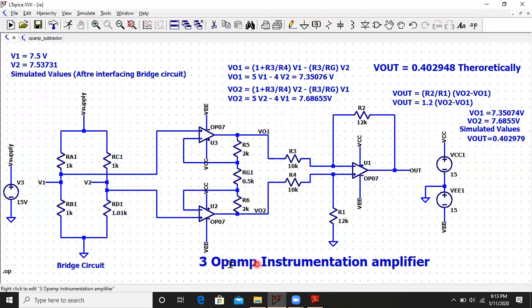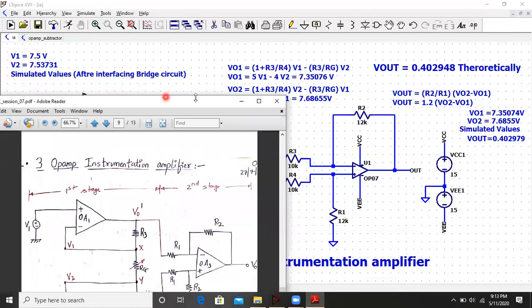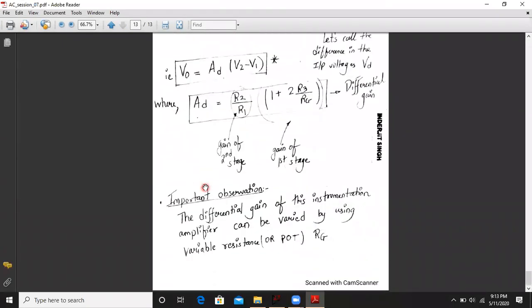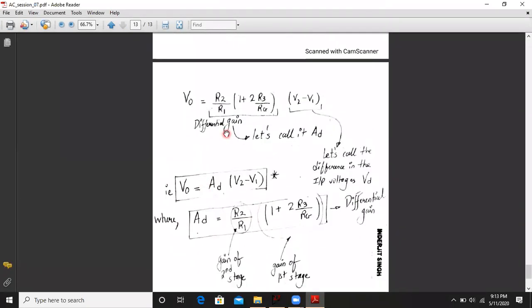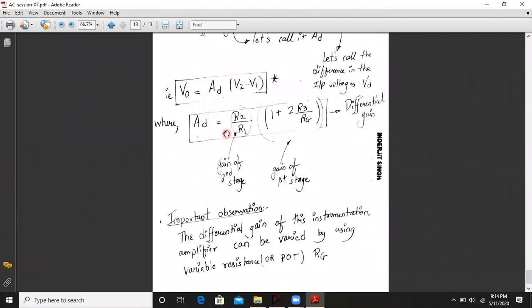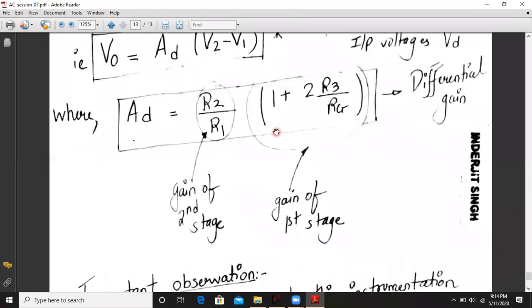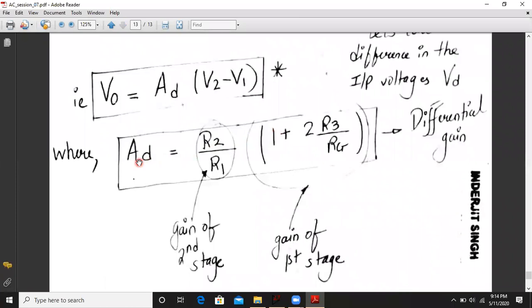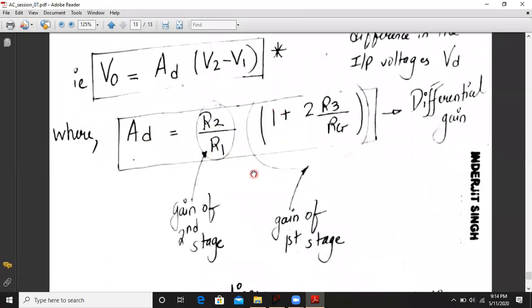So this is all about the 3 op-amp instrumentation amplifier. We'll conclude the lecture by summarizing the overall formula for the instrumentation amplifier. So overall, the differential gain of the instrumentation amplifier is given by this formula, that is R2 upon R1 into 1 plus R3 upon Rg.